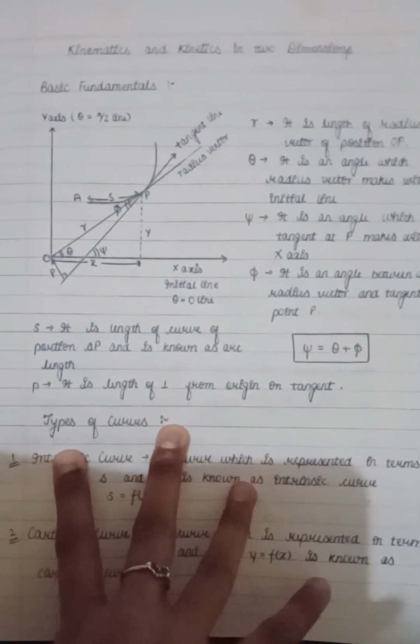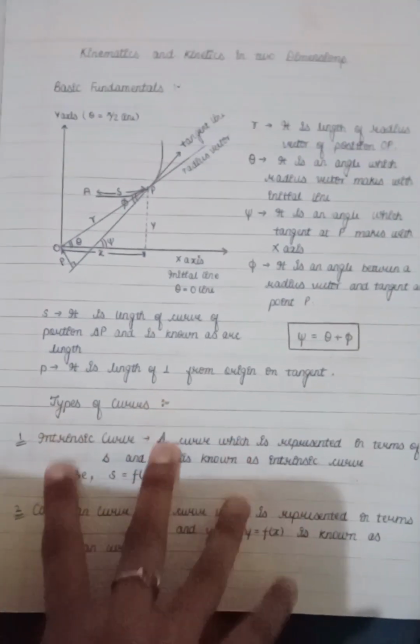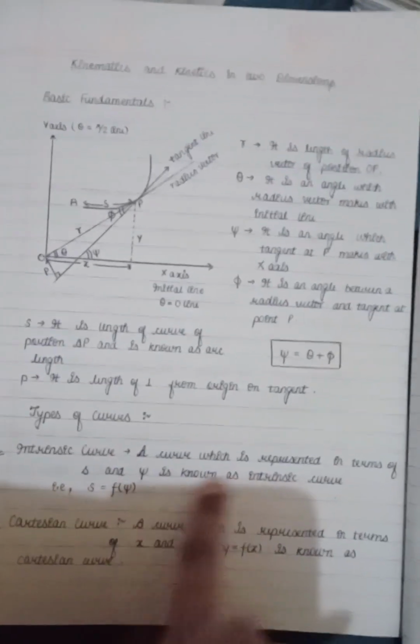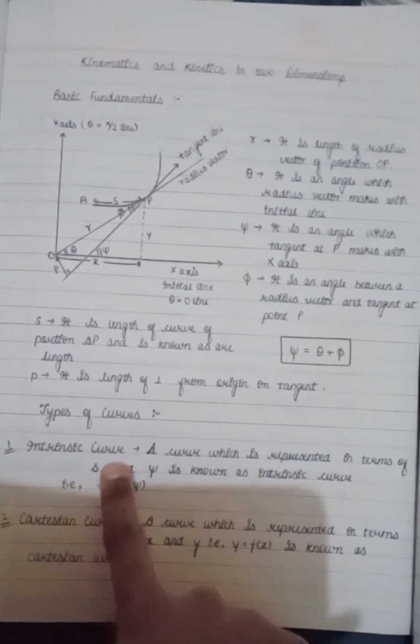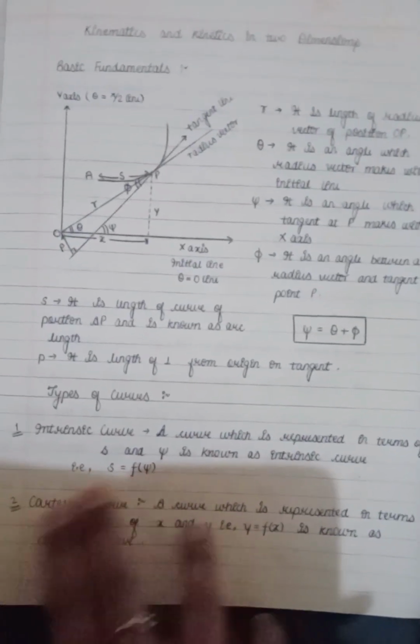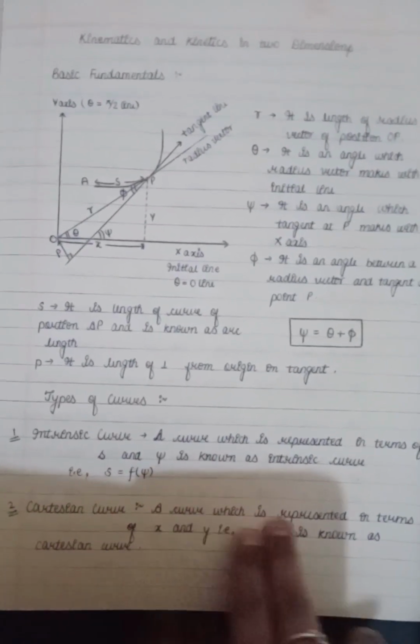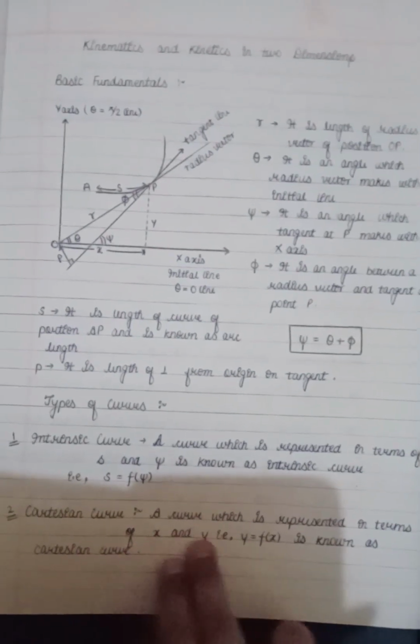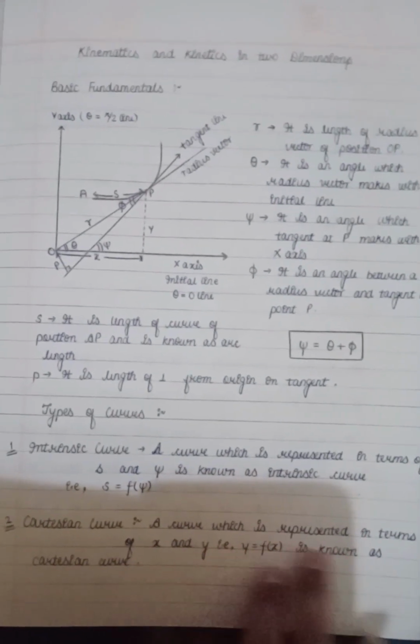Now, we have the following types of curves. Intrinsic curve: a curve which is represented in terms of s and psi is known as an intrinsic curve. Here, s is equal to f of psi. Cartesian curve: a curve which is represented in terms of x and y, that is y is equal to f of x, is known as a Cartesian curve.